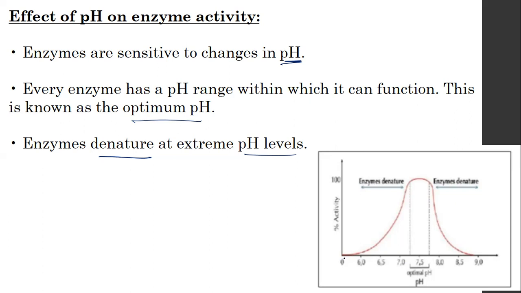So remember, at extreme low pH levels, too acidic, enzymes will denature. At extreme high pH levels, the basic side, enzymes will also denature, they will lose their shape. Here, there's no way we can say the enzymes are going to be inactive. The enzymes can be inactive under low temperature, which is what we have learned so far.